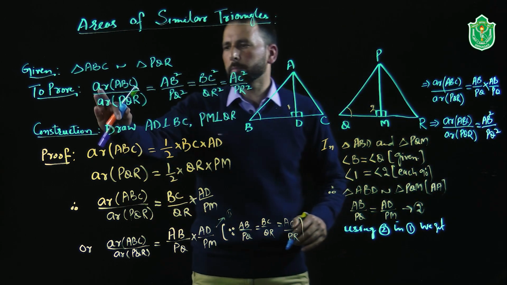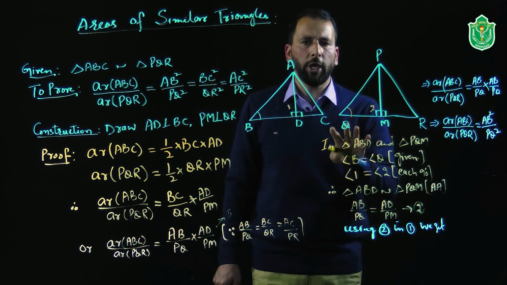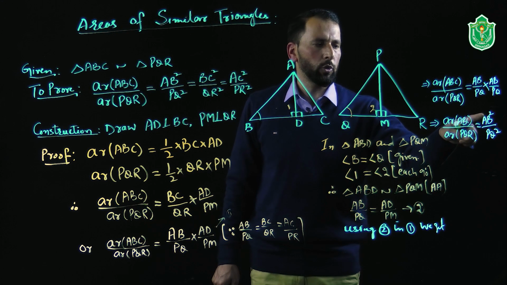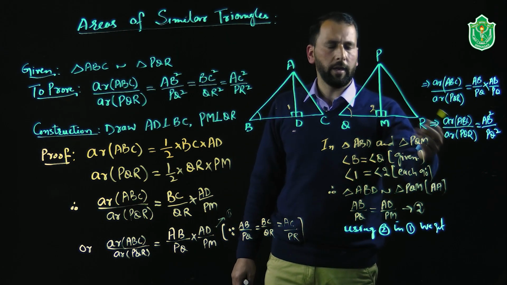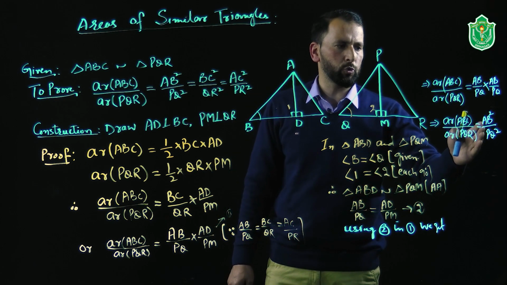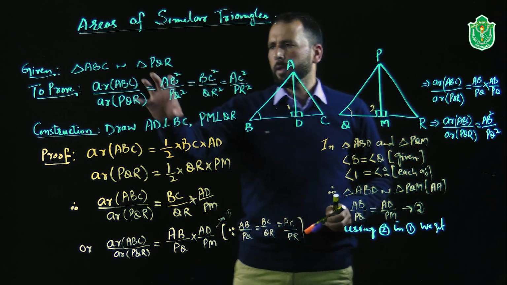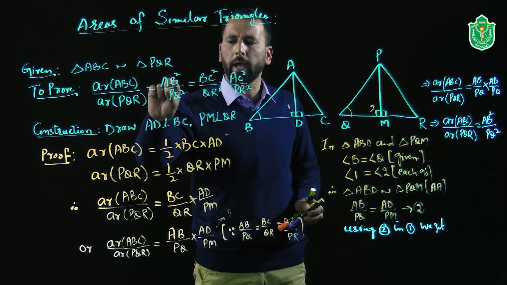So this is our theorem: the ratio of the areas of two similar triangles is equal to the square of the ratio of their corresponding sides. So the area of triangle ABC upon area of triangle PQR is equal to AB square divided by PQ square. Now look at the to-prove condition: area of ABC divided by area of PQR is equal to AB square by PQ square.